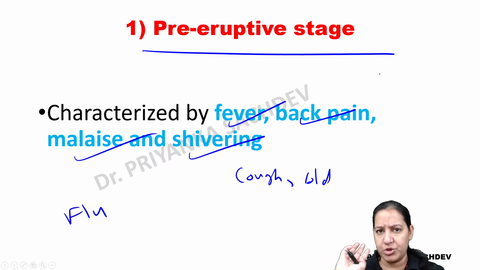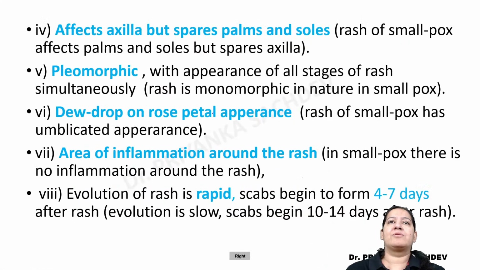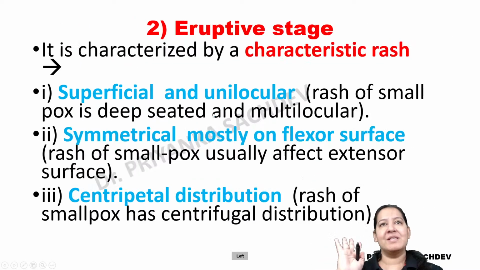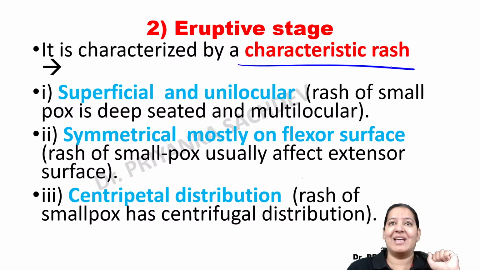So that occurs for 2-3 days. And immediately after that, in the eruptive stage, the person has a rash all over the body. There is a characteristic rash.